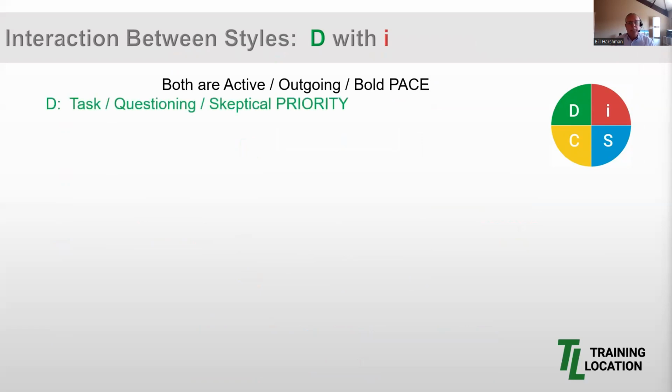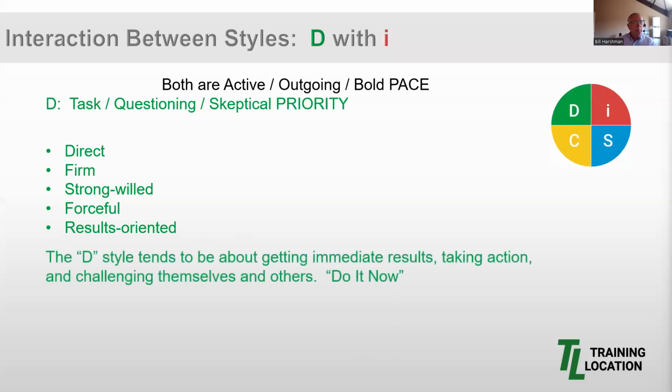I want to review the D or dominant style descriptors from a previous blog on our traininglocation.com website. Now, as noted, the D style has a generally active, outgoing, bold pace, coupled with a task orientation or questioning or skeptical priority. So that's their pace and priority pairings. Descriptors of a D style might include direct, firm, strong-willed, forceful, results-oriented. Now, the D style tends to be about getting immediate results, taking action, and challenging themselves and others. If they had a motto, it would be do it now.